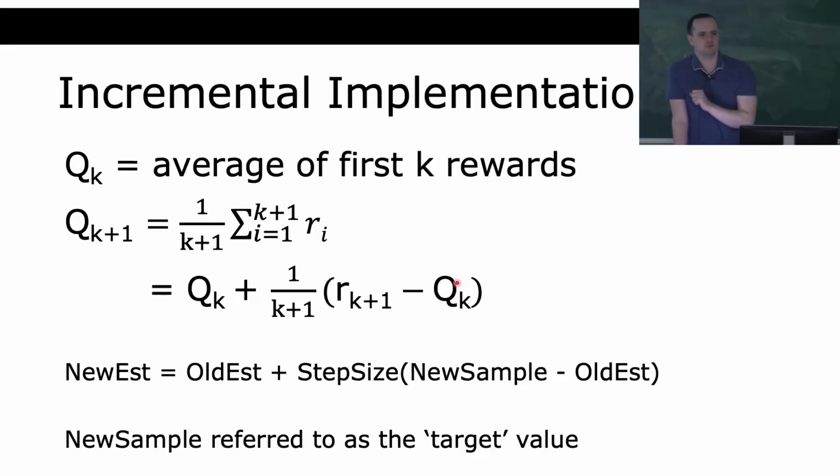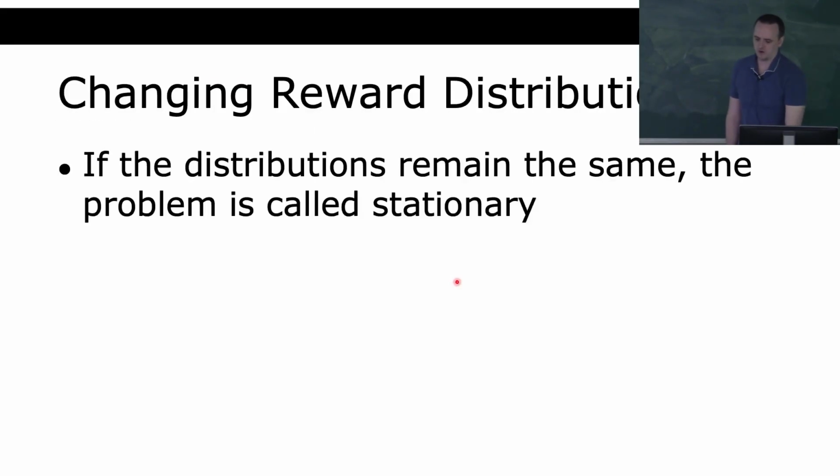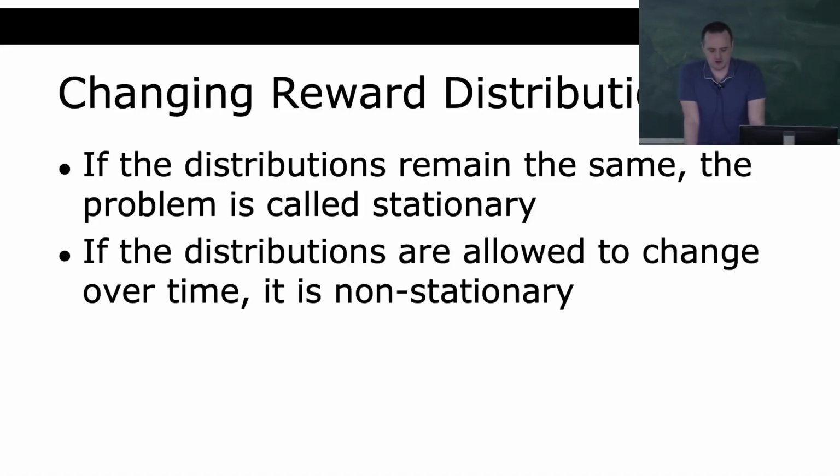Okay, so just keep in mind that this is the incremental update formula if you want to take the average of k samples. All right, but again, we saw that the average is really good in the case of stationary distributions. How might we do this if we have non-stationary distributions? So what if these distributions change dramatically, right? I said this a bit before, but if the distributions remain the same, the problem is called stationary. And if the distributions are allowed to change over time, it's called non-stationary.